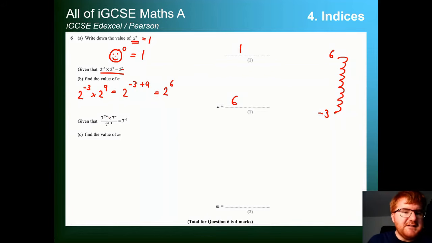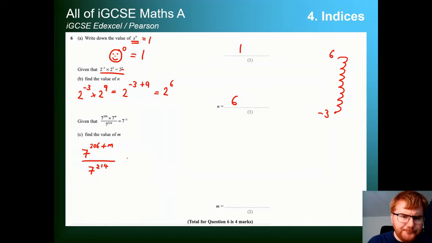So given that 7 to the power of 206 times 7 to the power of m divided by 7 to the power of 214 is equal to 7 to the power of minus 3, work out the value of m. So we approach this in the same way. So if we have 7 to the power of 206 times 7 to the power of m, that's just equal to 7 to the power of 206 plus m divided by 7 to the power of 214 is equal to 7 to the power of minus 3.